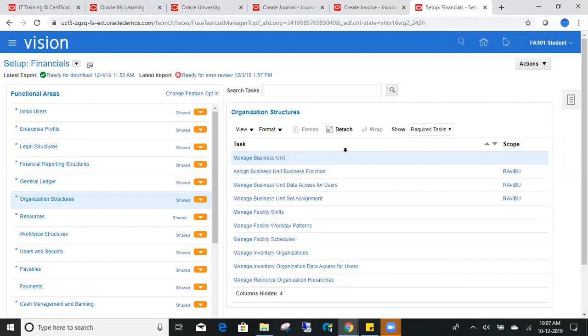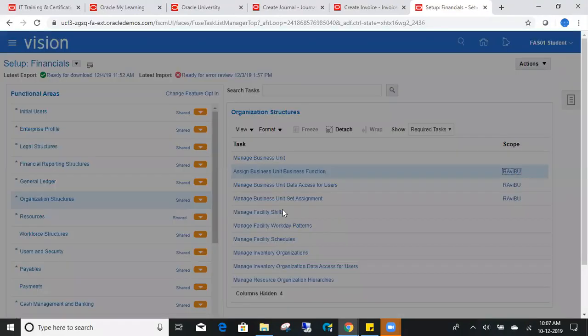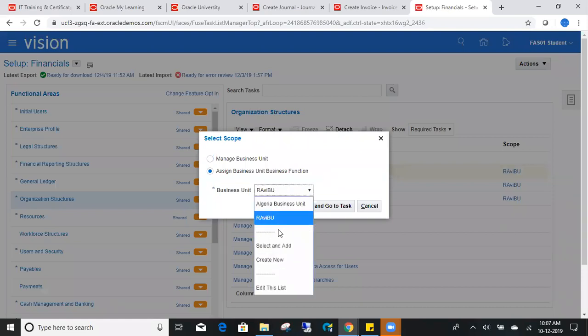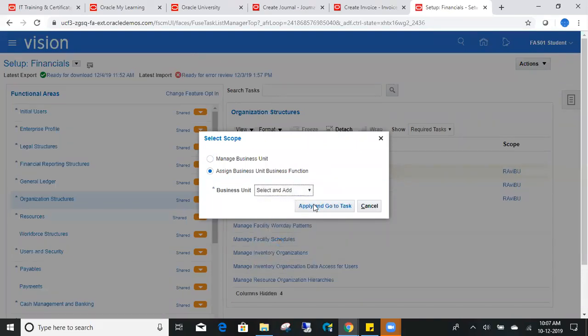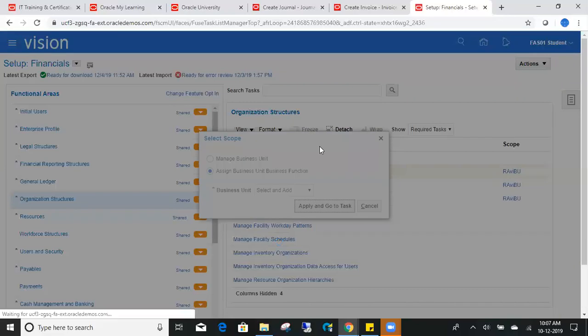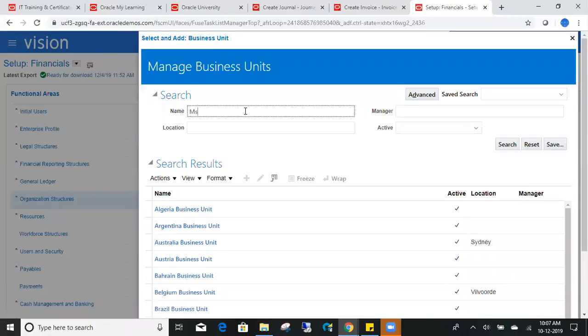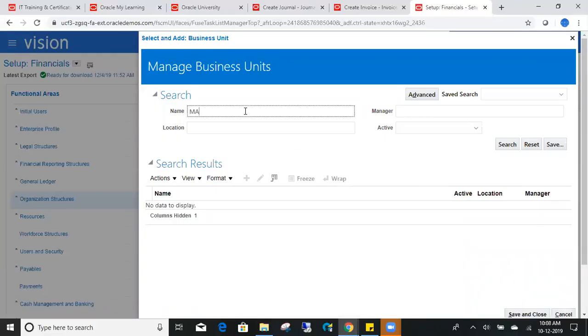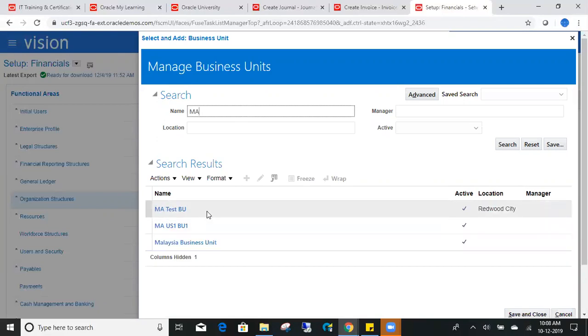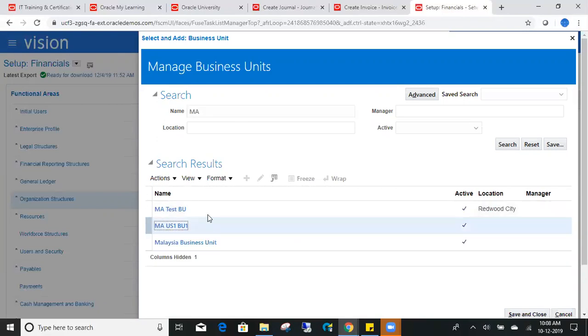Okay, so I have created my business unit, right? So let us check our business unit here. What is our business unit name? We have started our business unit name with MA, right? So I am choosing it. You created a test PO.